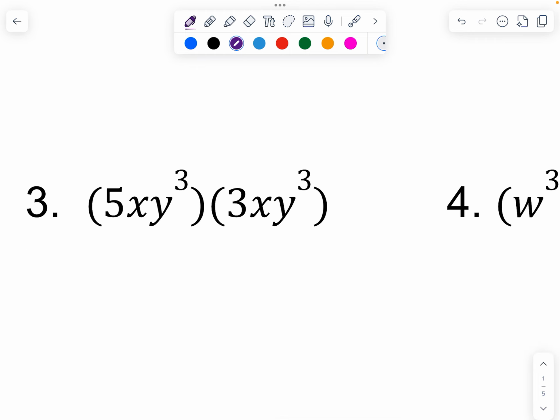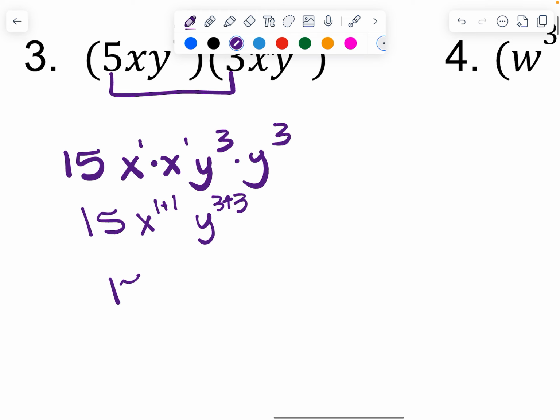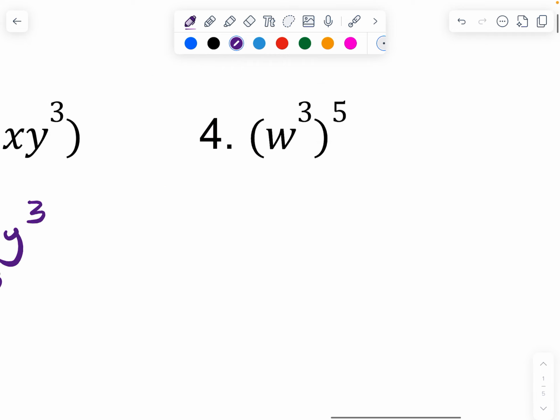Over here, this is the same thing, they just have it in parentheses. So I multiply my coefficients. I have x times x, I have y to the 3rd times y to the 3rd. When I do this, remember there's an invisible 1 right there, so I add the exponents, and I get 15x squared, y to the 6th.